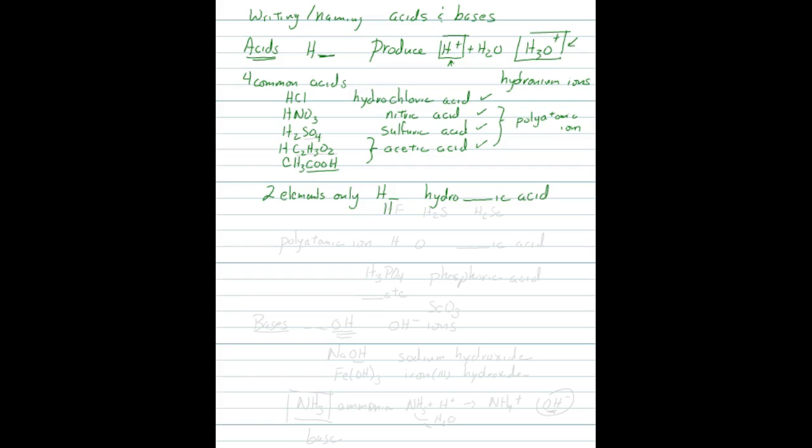If it's HF, it would be hydrofluoric acid. H2S, hydrosulfuric acid. H2Se, hydroselenic acid. So these are the acids where you have two elements only, you do not have a polyatomic ion.